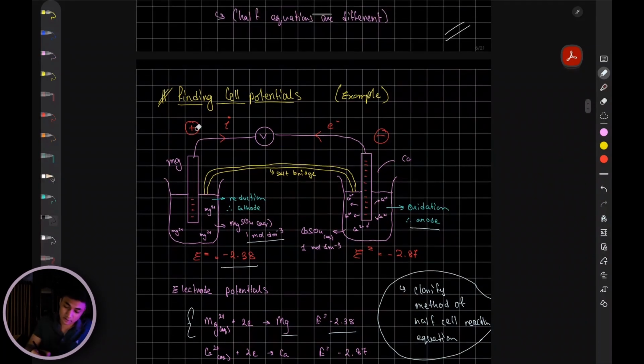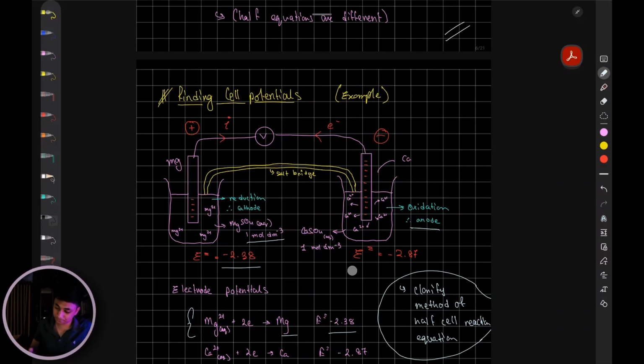The other thing is, notice which electrode is positively charged and which electrode is negatively charged. So they might ask you to add a sign to which electrode is positive and which electrode is negatively charged, right? Now, in this case, notice over here for the magnesium half cell, it is less negative. Therefore, compared to this half cell, it should be the positive terminal. And this should be your negative terminal, right?